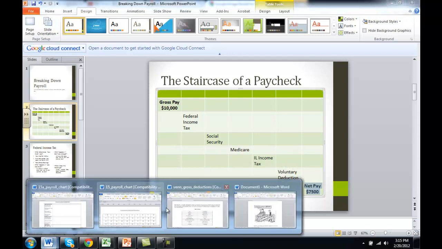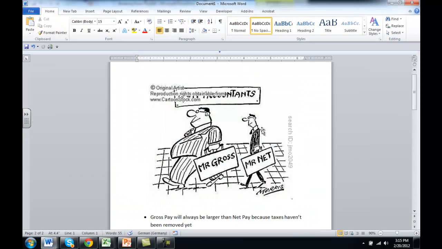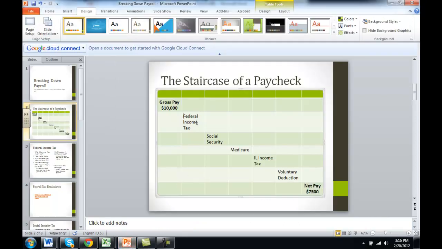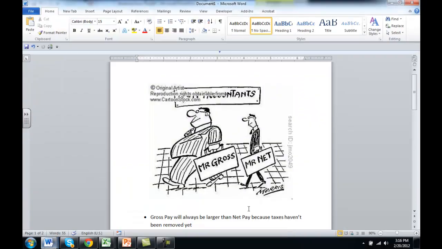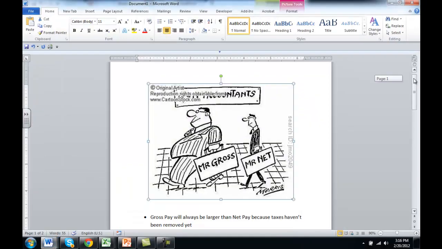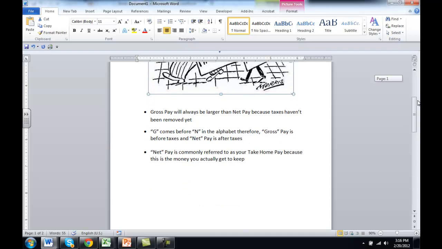Some other things with gross versus net pay. Here's a good picture that really represents the difference. You see a large, jovial individual on the left called Mr. Gross, and you see a tall, skinny individual on the right called Mr. Net. Again, just another picture that shows you gross pay, also known as gross earnings, will always be larger than net pay or net earnings. Why? Again, back to the staircase. Because as you move down, different taxes are taken out of your paycheck, leaving you with less. So, gross pay, large. Net pay, smaller. Gross pay will 100% of the time always be larger than net pay because taxes haven't been removed.